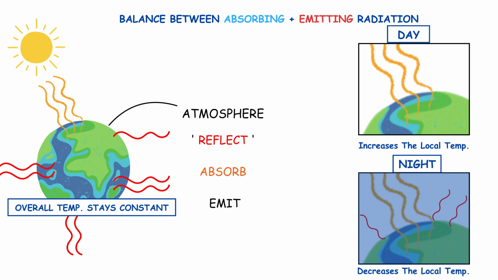Anyway, that concludes everything for this video. Hopefully all of the explanations help to clarify how radiation affects temperature and how this principle applies both to individual objects and to our entire planet.